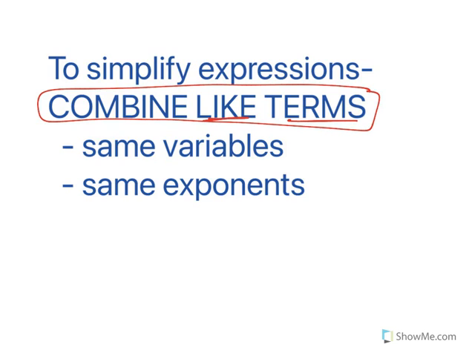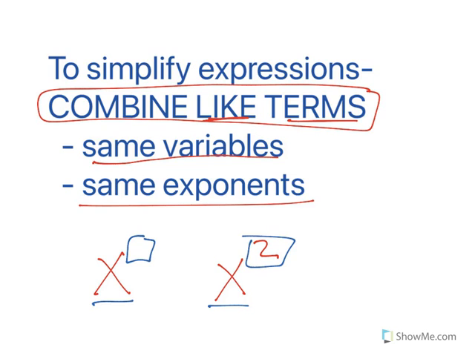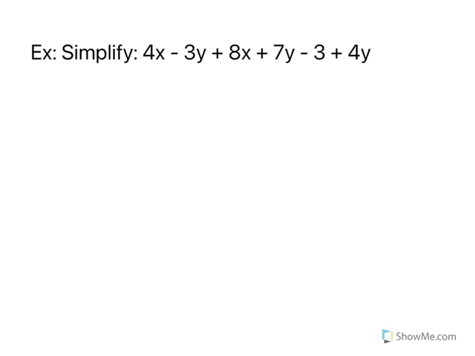To have like terms, we need the same variable, and they have to have the same exponent. So if we had x and x squared, these are not like terms because they're both x, yes, but if you look at the exponent, they are different. So x and x squared, not like terms, right? x and 3x, these are like terms because they have the same variable and the same exponent. Okay, let's do some of these.